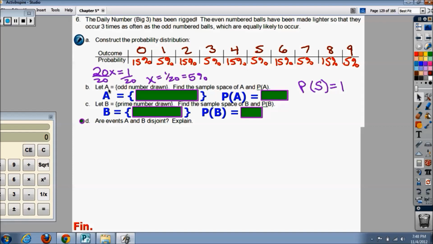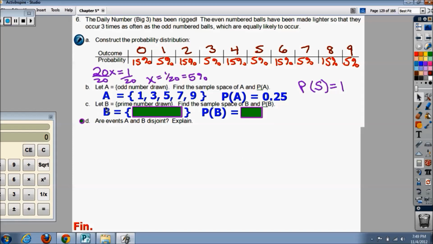Now, it says A is the event that an odd number is drawn. Find the sample space of A and the probability of A. Well, an odd number is drawn. Those are our odd numbers, 1, 3, 5, 7, 9. And the probability that we get an odd number is the sum of their individual probabilities. Because we're not saying that we want a 1 and a 3 and a 5 and a 7 and a 9. We're saying a 1 or a 3 or a 5 or a 7 or a 9. So we're going to add and not multiply. So 5, 5, 5, 5, and 5 gives us our 25%.